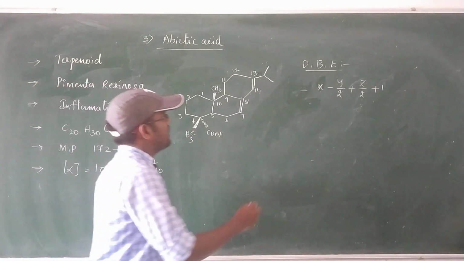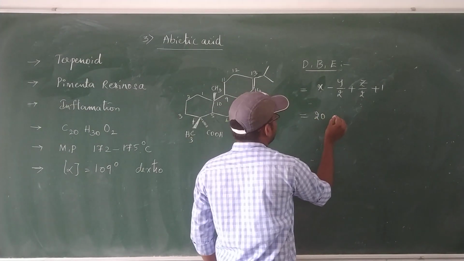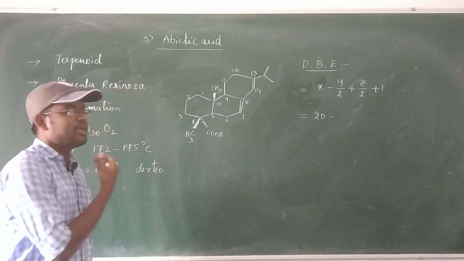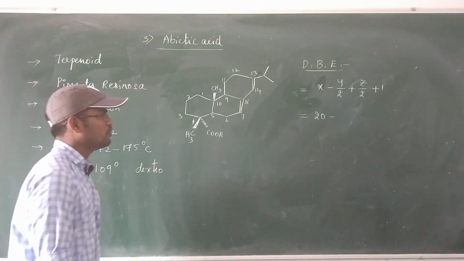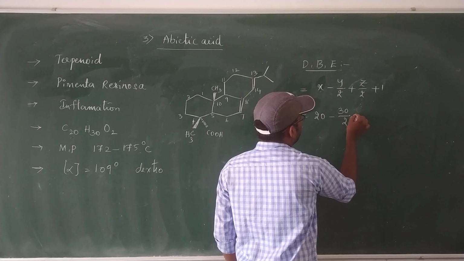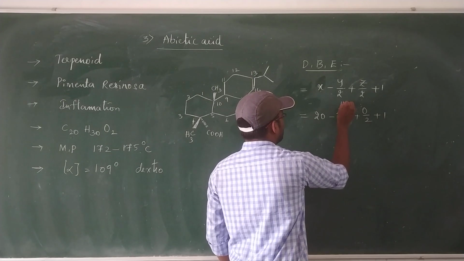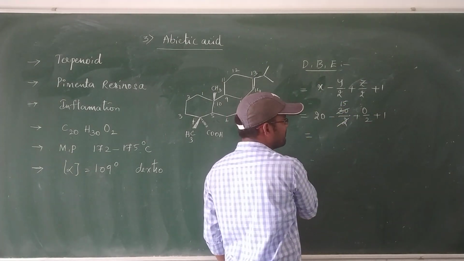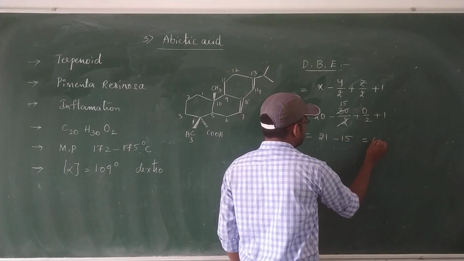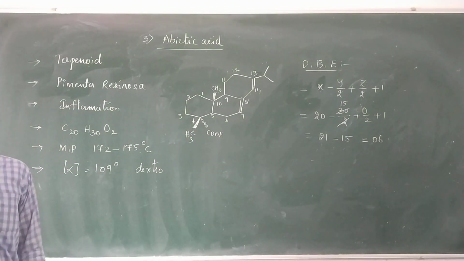According to the molecular formula, X is equal to 20 because X is the number of carbon atoms, minus Y, the number of monovalent atoms. In this example we have to consider hydrogens only, 30, divided by 2 plus 0 by 2 plus 1. Now we get 20 plus 1, 21, minus 15 is equal to 6. From the double bond equivalence calculation we get 6.